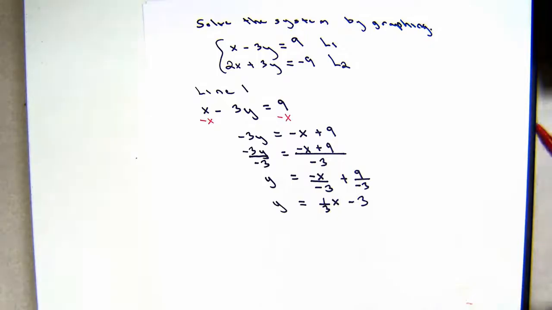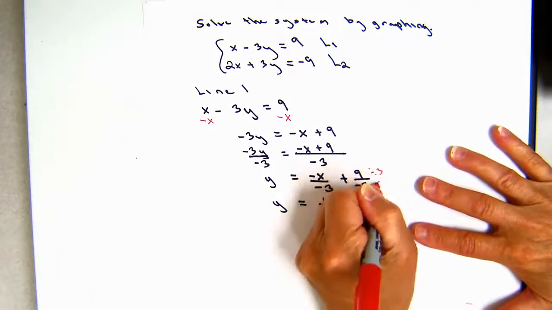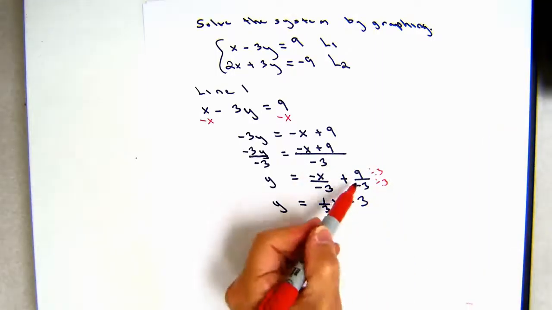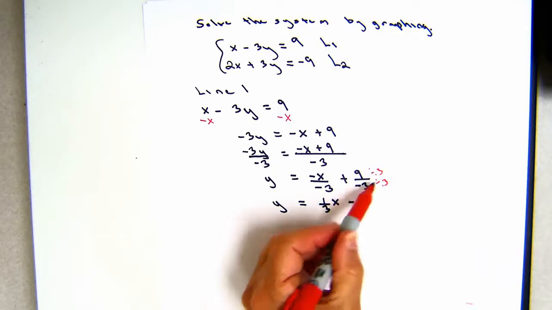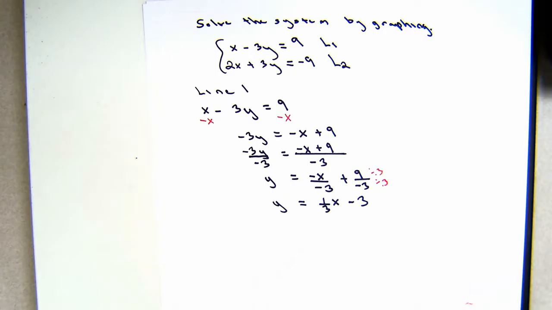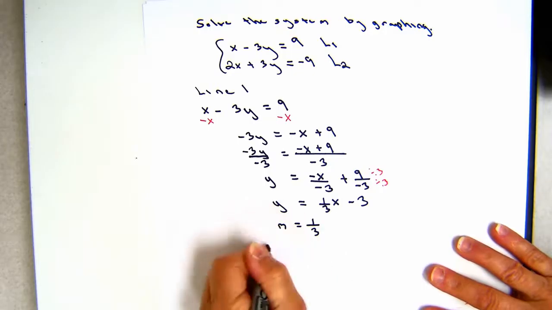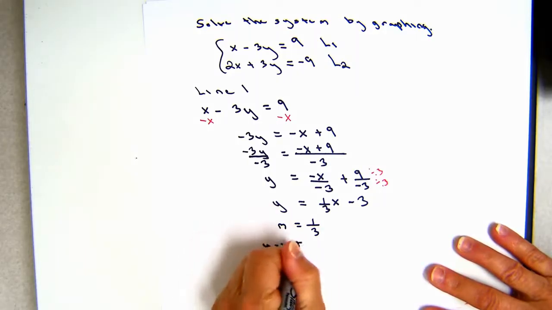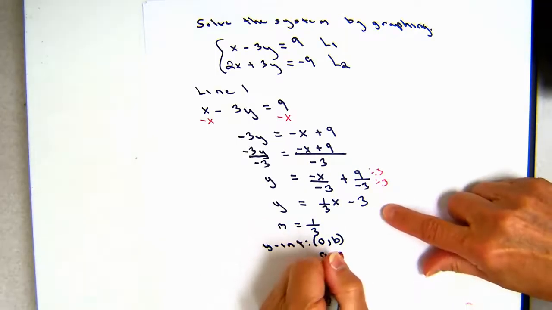Or you could think of dividing top and bottom by 3. Divide by 3, divide by 3. So first of all, positive divided by negative is negative. 9 divided by 3 is 3, and 3 divided by 3 is 1. Negative 3 over 1 is negative 3. So now we have the slope: m is equal to 1/3. And the y-intercept, written as an ordered pair in the form 0, comma, b, is 0, comma, negative 3. What's the b? Negative 3.